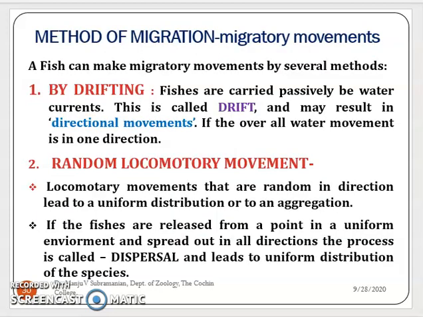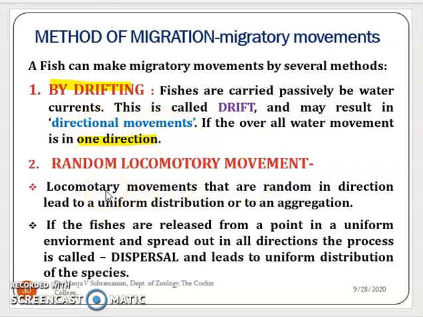Then let's see the different methods of migration or the migratory movements. A fish can migrate by performing certain movements, either by drifting, that is, the fishes are carried passively by the water currents. This is called a drift and may result in directional movements. If all the water movement is in one direction, that means the fishes move according to the water currents. So that is simple drifting.